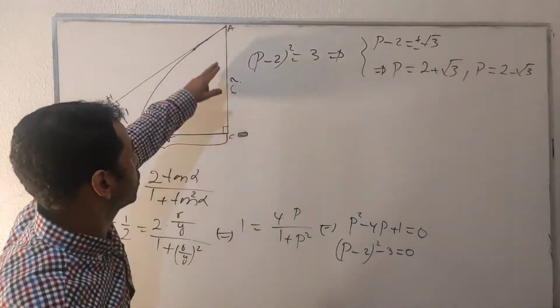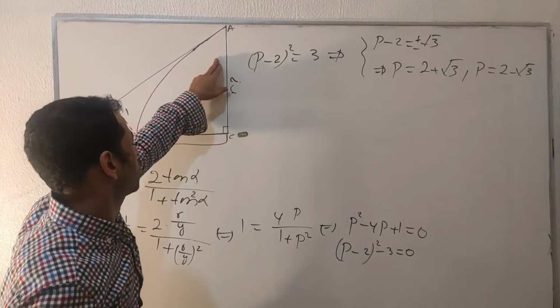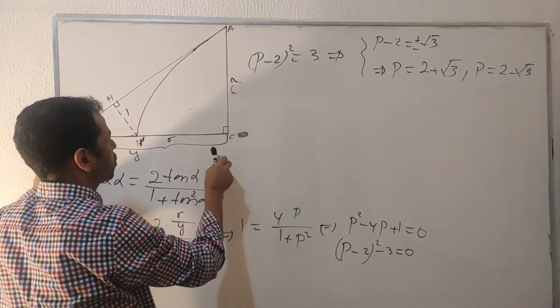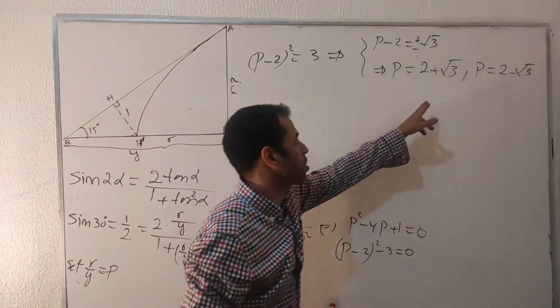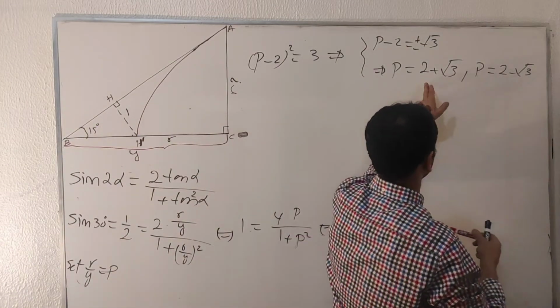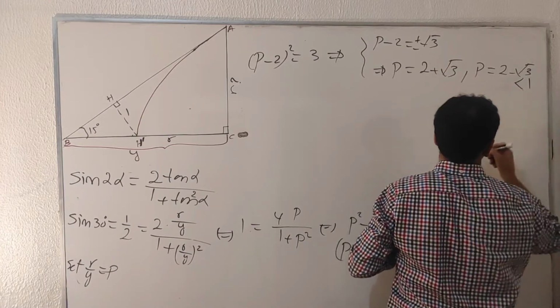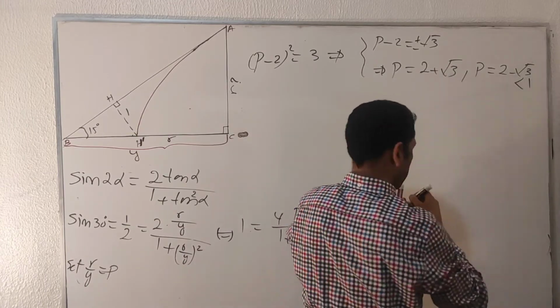If you take a look at the lengths of this triangle, the fraction r over y is less than 1. Which one is less than 1? This one, not this one. This one is bigger than 1, and this one is strictly inferior to 1. So this one is the right choice.